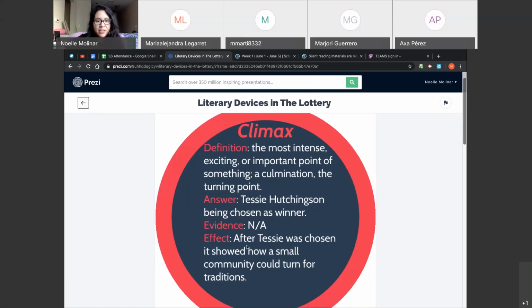The effect: after Tessie was chosen, it showed how a small community could turn on her for tradition. When she arrived, she was like, oh, I had to do my dishes. Nice to see you. Good morning. But as soon as she is the chosen one, the entire community turns on her. They turn their back on her. So she goes from being a community member to a target right away. That's a really big shift. And when they say here in the definition, a turning point, after this point, nothing will be the same. And in this case, that is very true.